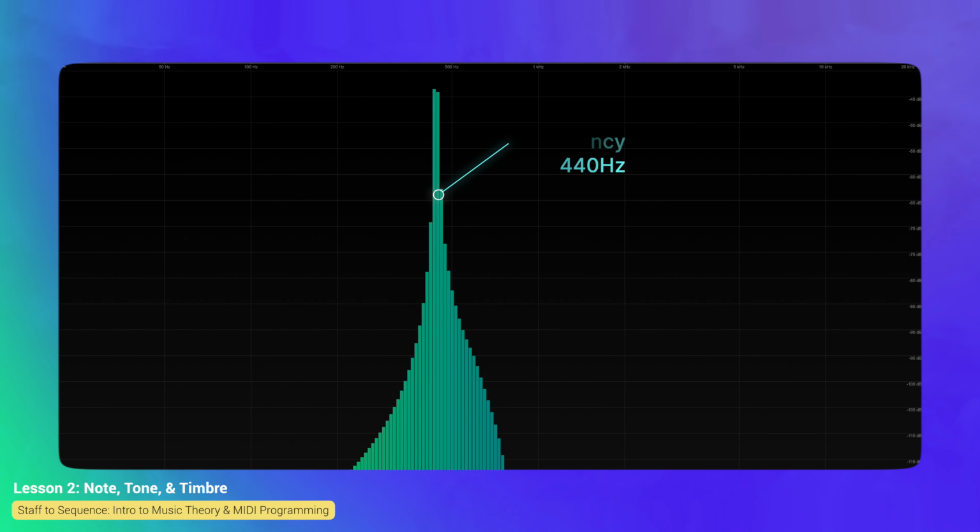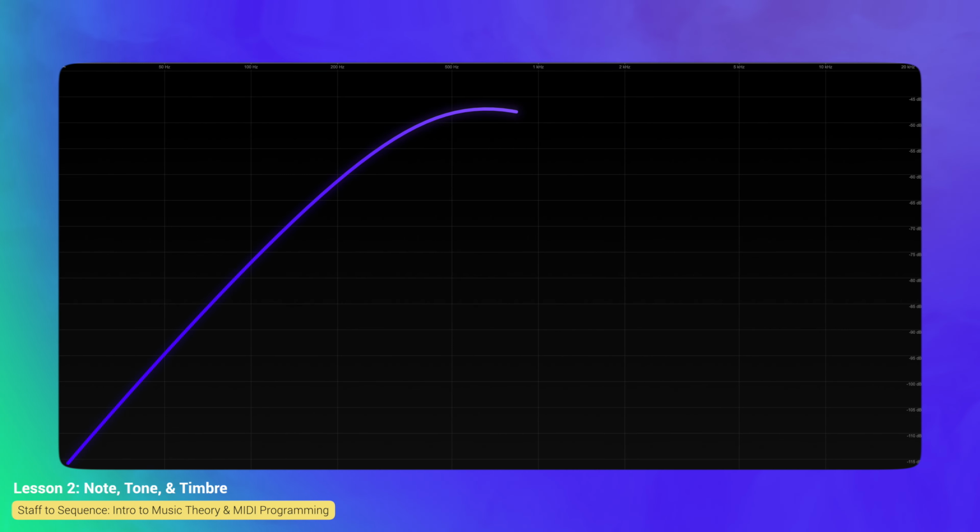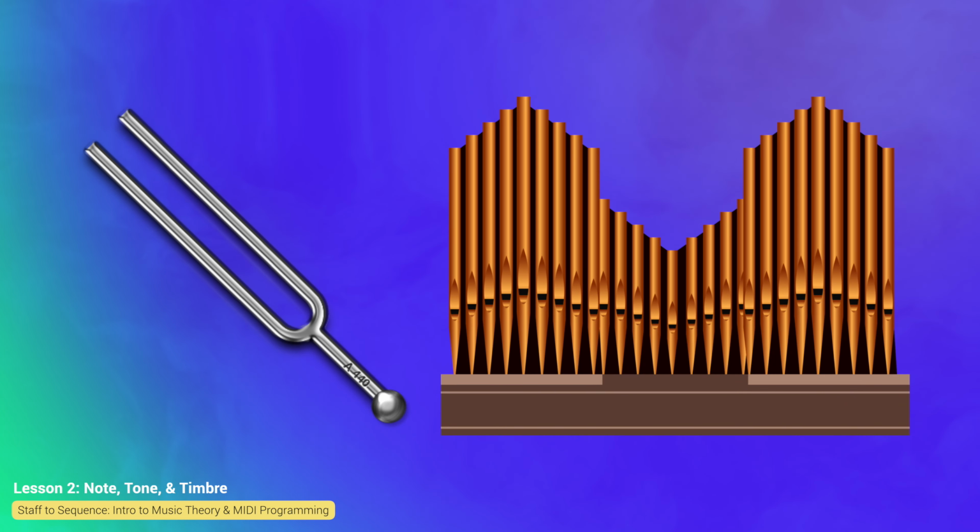Earlier, we heard the sound of a sine wave, which is the purest form of sound we can create. A sine wave represents a single, smooth frequency with no additional overtones or harmonics. While sine waves can occur naturally in certain controlled conditions like a tuning fork or specific pipe organ tones, they are uncommon in the natural world.